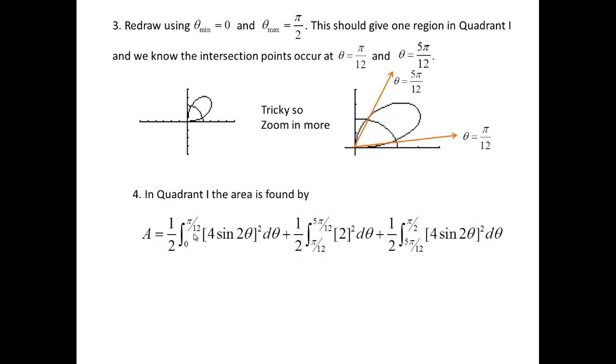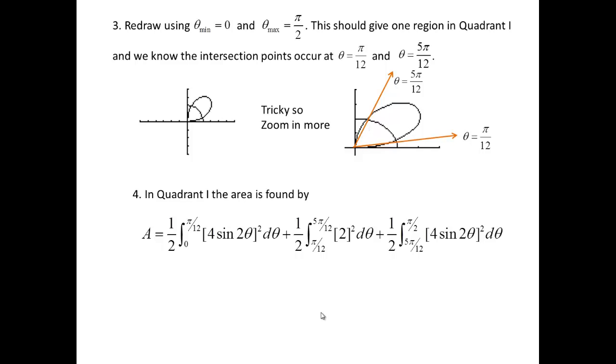1/2 the integral from 0 to pi over 12 of r squared, 4 sine 2 theta, quantity squared. That's that little sliver here that's bounded by the polar curve r equals 4 sine 2 theta. And then this piece in here, limits of integration are pi over 12 to 5 pi over 12. r is 2. This will be a really easy integration problem. And then finally, this little sliver here is found by 1/2 integrating from 5 pi over 12 to pi over 2 the rose curve, 4 sine 2 theta, quantity squared.